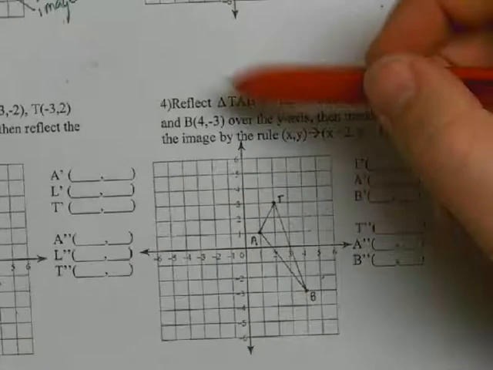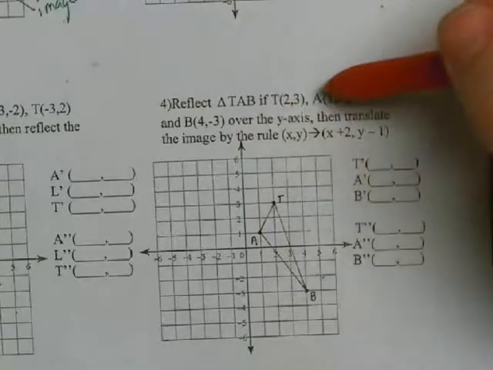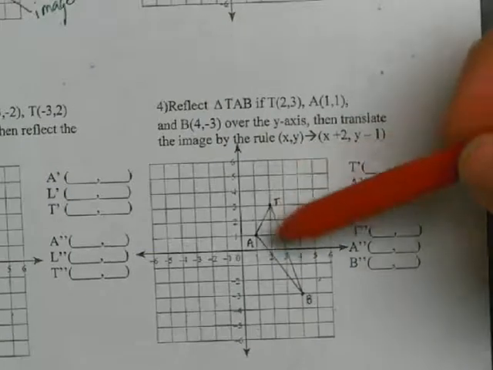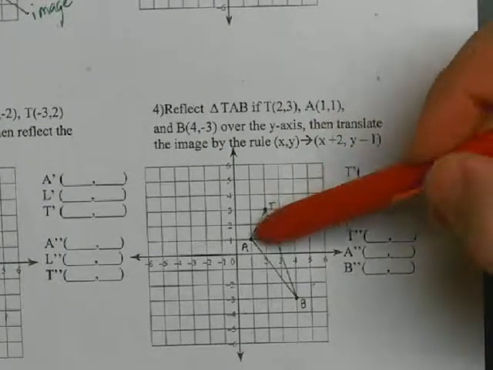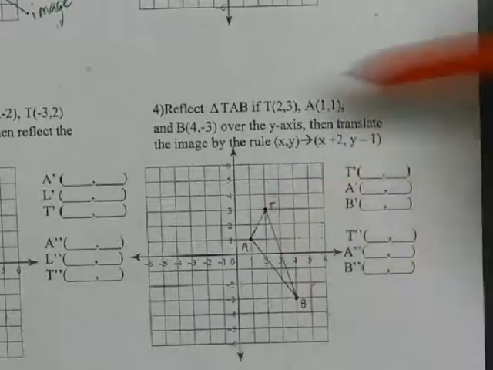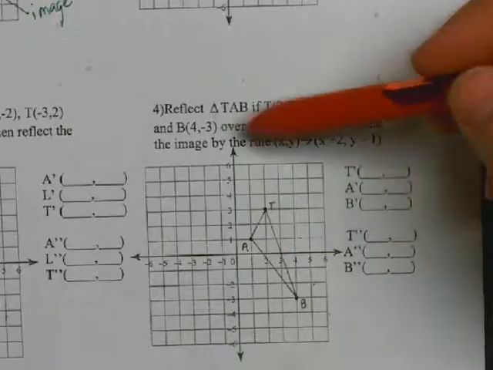So it says reflect triangle TAB if T is this, A is this, and B is this. Now notice, just to kind of save time in the video, I have already graphed triangle TAB. So what you want to do is reflect it over the y-axis.